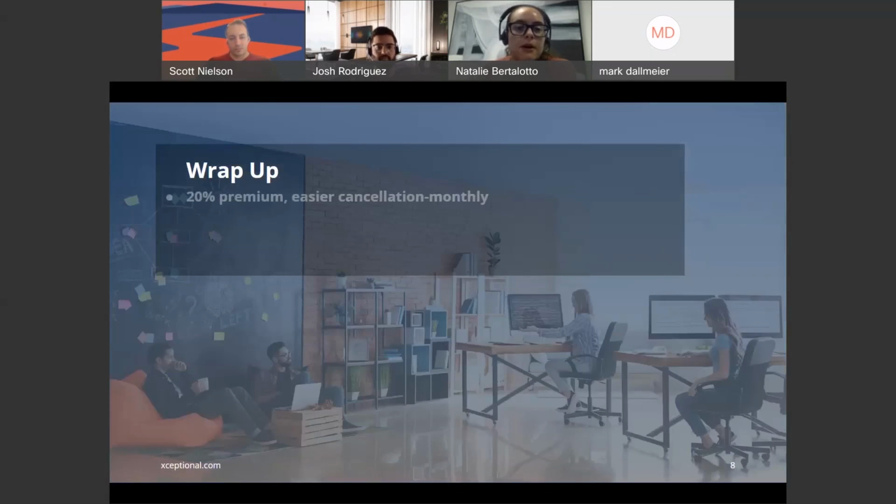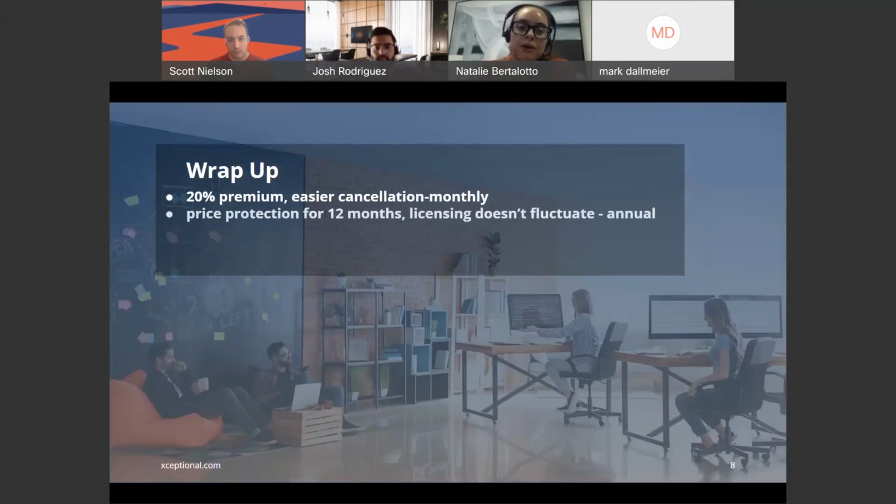Okay, and so to wrap up, if you're okay with paying a 20% premium and you want to be able to cancel licenses at the end of the month for whatever reason, downgrade them, then you know what? Maybe a monthly license subscription is the best option for you. Whereas if you really want that price protection for 12 months because you're not okay with paying a 20% premium and your licensing doesn't really fluctuate throughout the year, then maybe an annual license is best for you. And also, please be aware of that 72-hour cancellation policy. We understand that mistakes happen at times, but it's important that you're communicating with us as soon as possible if a cancellation needs to occur so we can make sure that you don't get stuck with that license.